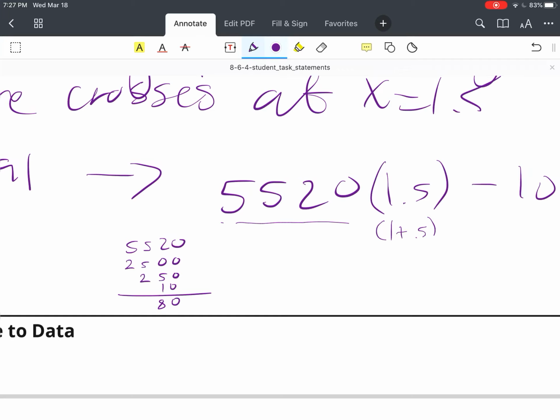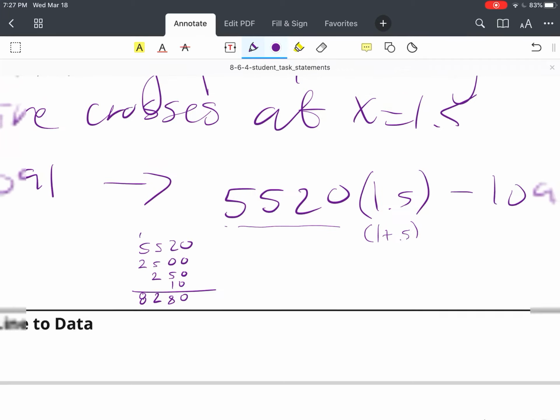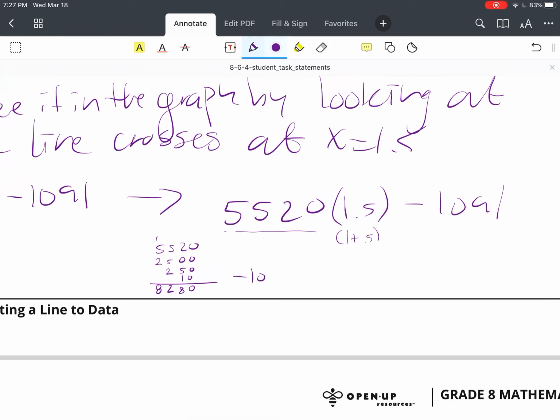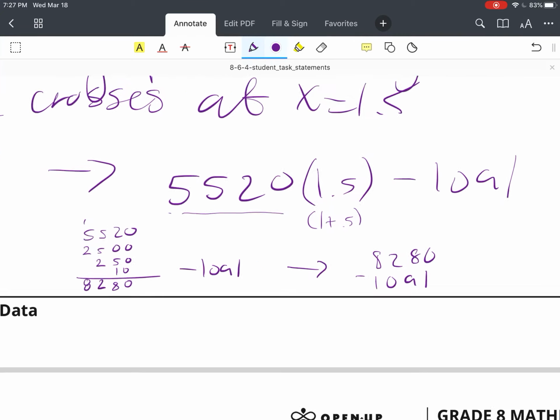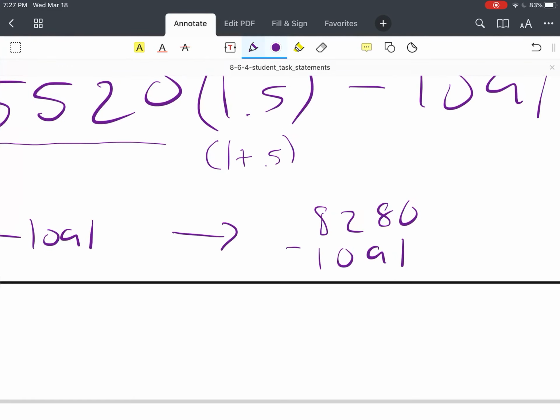5 plus 5 is 10. Plus 2 is 12. Add 1. That's 8. And then we're supposed to subtract 1091. So that's going to be 8280 minus 1091.